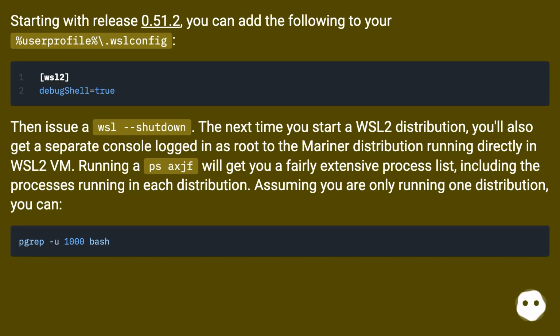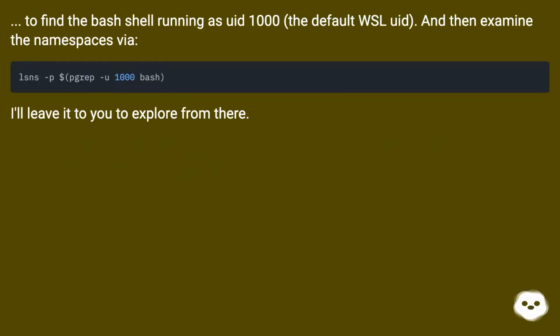Assuming you are only running one distribution, you can run the following to find the bash shell running as UID 1000, the default WSL UID. And then examine the namespaces via the following. I'll leave it to you to explore from there.